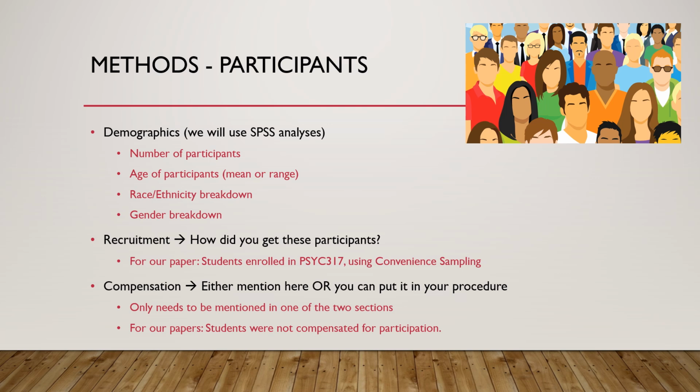We also need to establish whether there was any kind of compensation. This can be in your participant section or it can be in your procedure section. It's really kind of up to you, but just decide where you're going to put it and make sure it's there. It only needs to be mentioned once, not in both sections. And for us, students were not compensated for participation. You know that you were not compensated. You were just asked nicely and with the understanding that if you filled out the data, it would help you and your peers to have data to analyze.